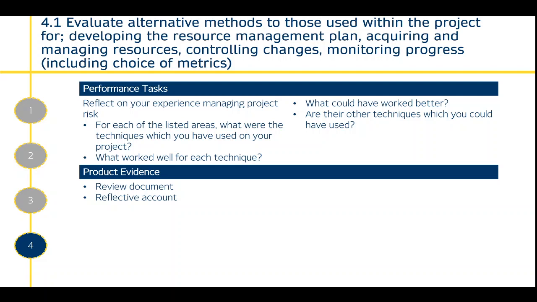Are there other techniques which you could have used? It's important that you cover each of these list items. There's two ways to do it. You can either do it as an individual piece of evidence, where you're looking at all items on this list, or you can include it as part of holistic evidence, where you are writing or gathering holistic evidence on acquiring and managing resources, and during that you're evaluating alternative methods. If you're doing it that way though, each item on the list has to be covered by holistic statements. So you have to cover each item on the list to close off the criteria as a whole. Product evidence would be a review document or a reflective account.